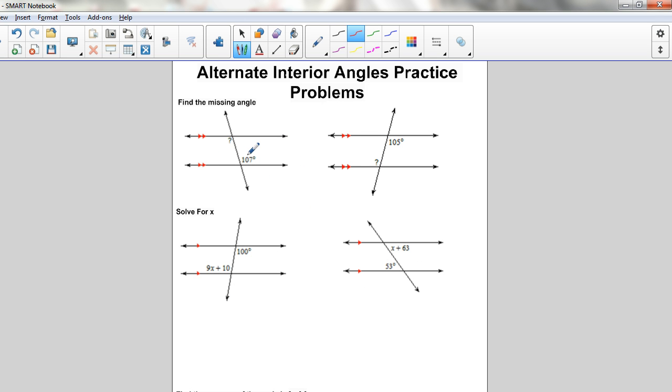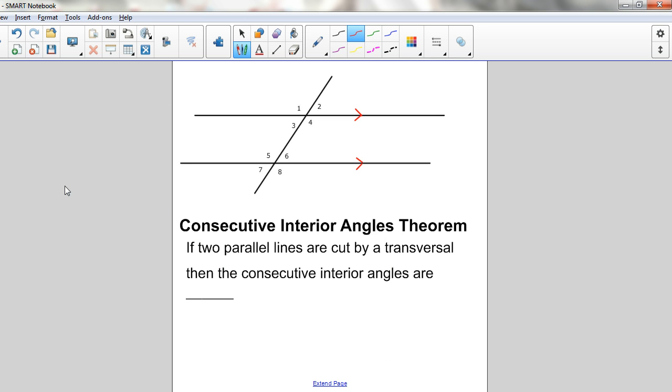Similar problems are just like the last one. This is alternate interior, so this is also 107. This is alternate interior, so this is also 105. These two should be equal to each other because they're congruent. Congruent means they're equal. Do some math and figure out what the value of x is. Subtract 63 from both sides, which should give negative 10. Okay, same idea, put these two equal to each other. Alternate interior angles are congruent.